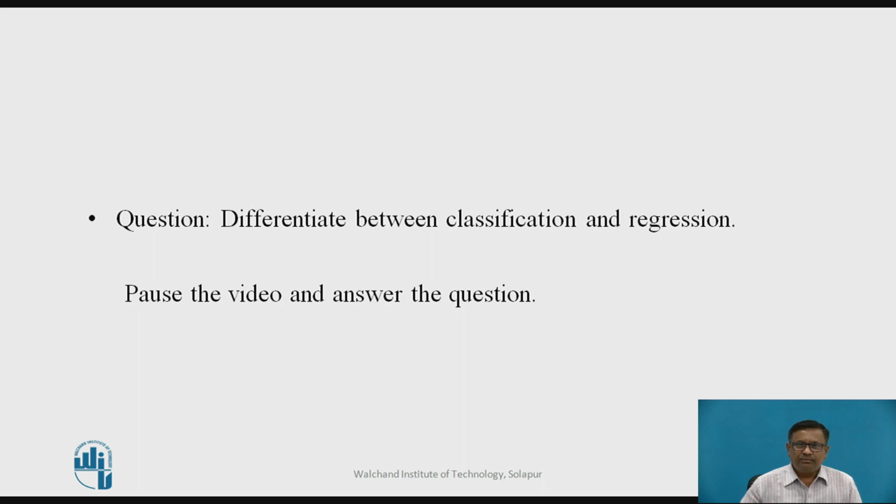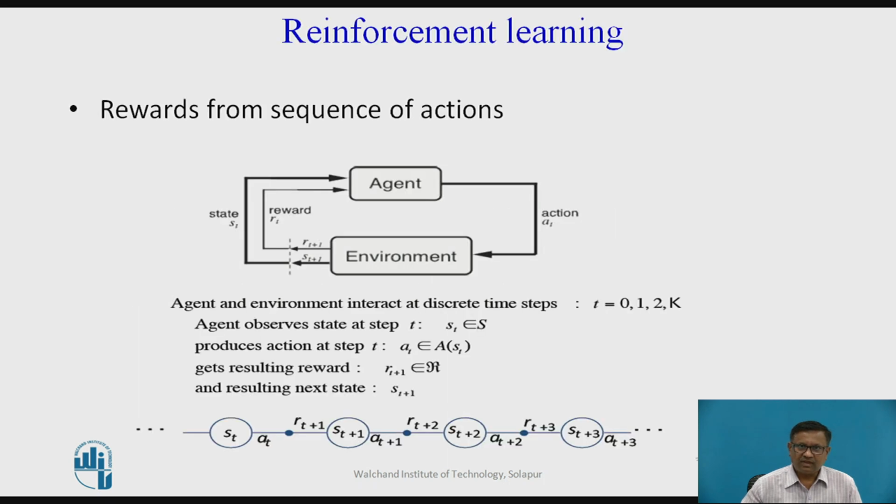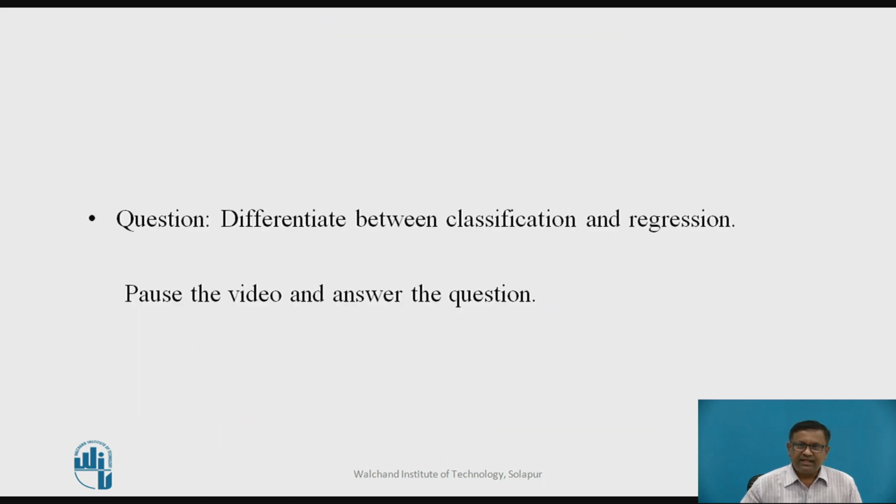Based on the earlier discussion, there is a question: differentiate between classification and regression. You pause the video and answer the question. Before going to the next, as we know, classification gives discrete output, whereas regression gives continuous output. That is the difference between classification and regression.